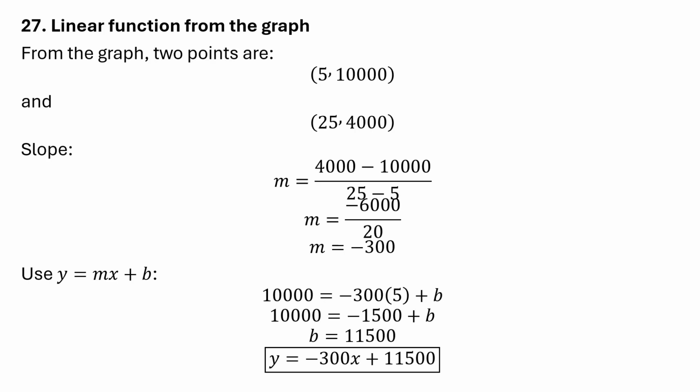From the graph, we can use the points (5, 10,000) and (25, 4,000). The slope is -6,000 divided by 20, which is -300. Then we substitute one point into y equals mx plus b. The y-intercept is 11,500. So the equation is y equals -300x plus 11,500.